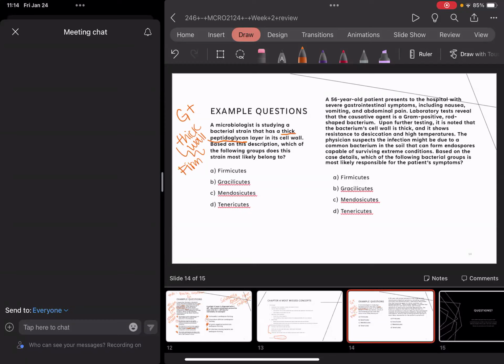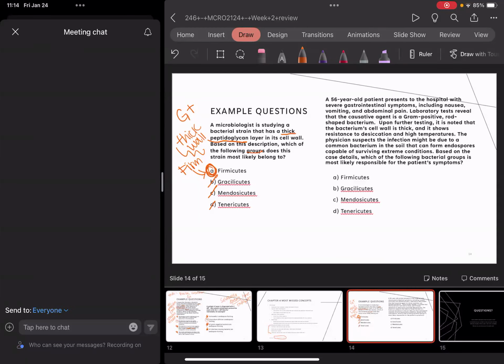Which of the following groups does it fall into? Is it the firmicutes? Yeah, it's the firmicutes, firm and cute, right? It's not our gracilicutes or our mendocutes or our tenericutes. It's a lot of words. It's really just asking you, where do our thick peptidoglycan layer guys fall in these four groups?